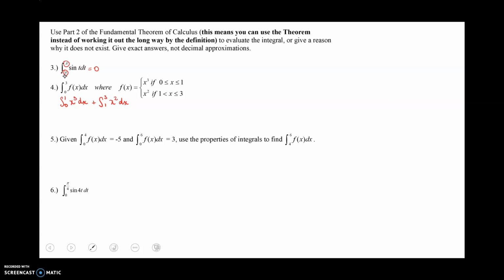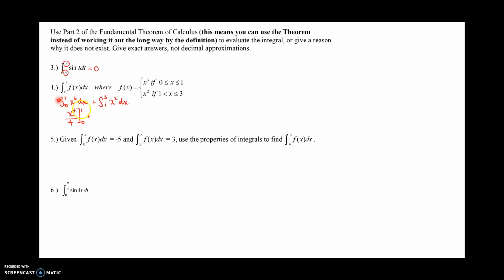So for the first piece, it's going from 0 to 1, and it uses the function x cubed. So we're going to go from 0 to 1 with x cubed. And then the second piece goes from 1 to 3 and uses the function x squared. So for the second piece, we're going from 1 to 3 using x squared. Now you can treat those literally like two separate problems.